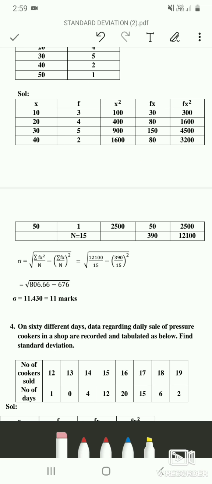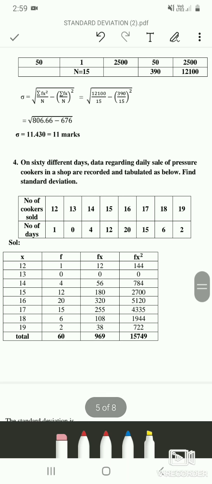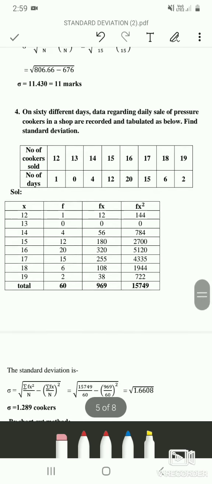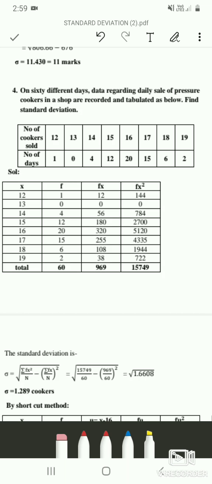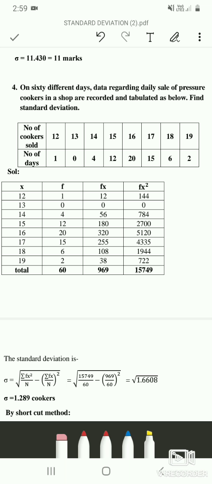So standard deviation is also an easy method. You just have to remember the formulas, and according to the formula create the table and find out the values. So let us see another example of standard deviation in case of discrete data. The question is: on 60 different days, the data regarding daily sale of pressure cookers in a shop are recorded and tabulated as below.